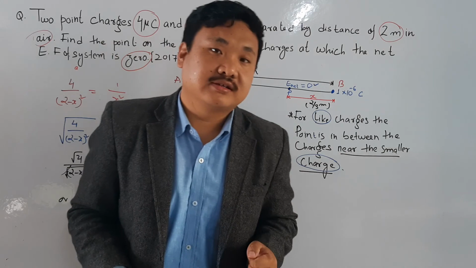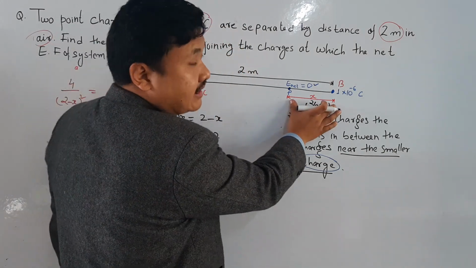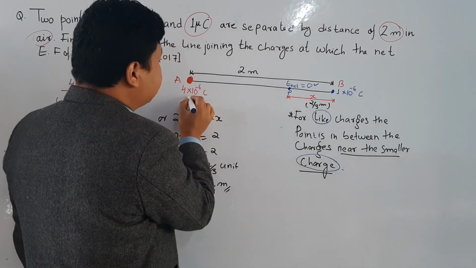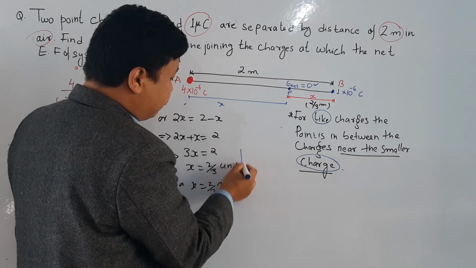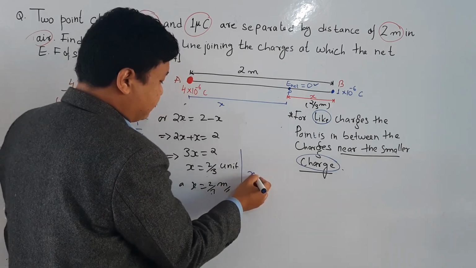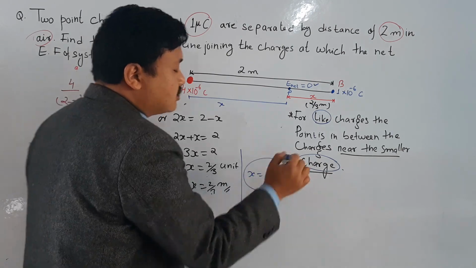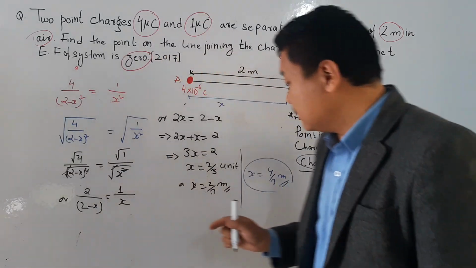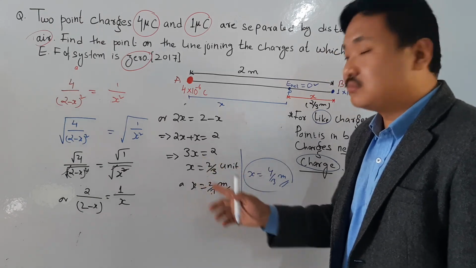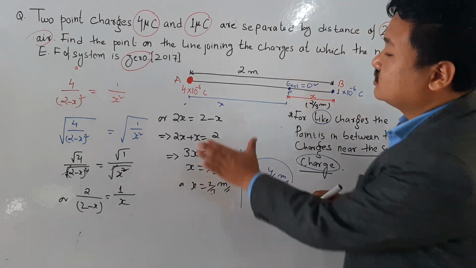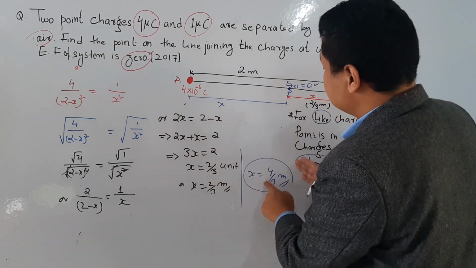Now, one more thing is there. I have taken this as x, but if you take the whole distance from this to this as x, then you will get another answer: x will be equal to 4 by 3 meter. So you should not get confused with 2 by 3 and 4 by 3. In some books you may get 2 by 3, and in some books you may get 4 by 3, because of the choice of x.